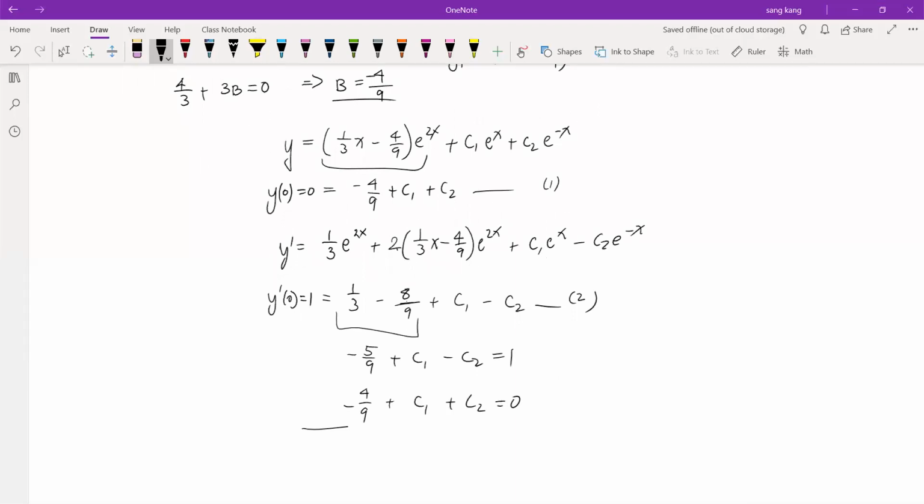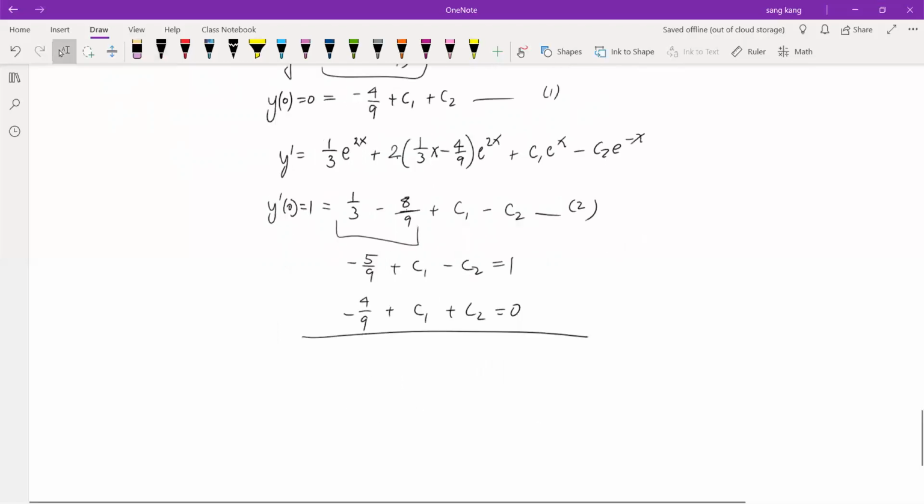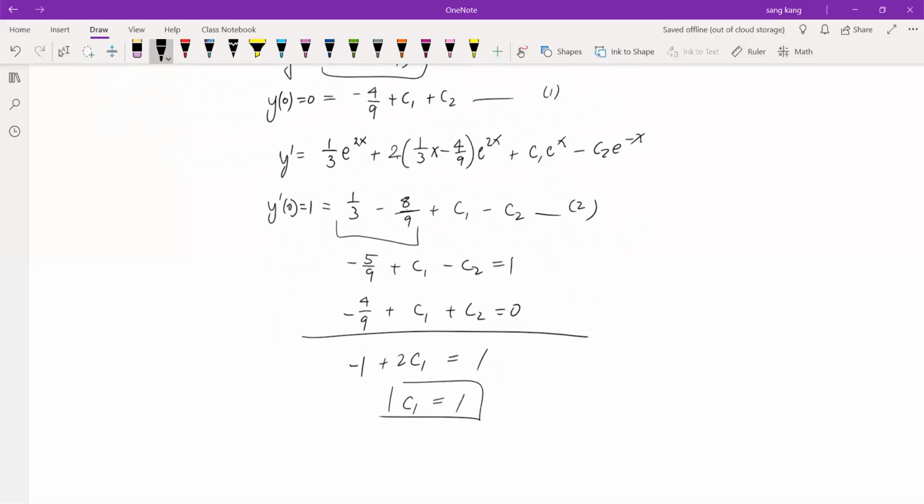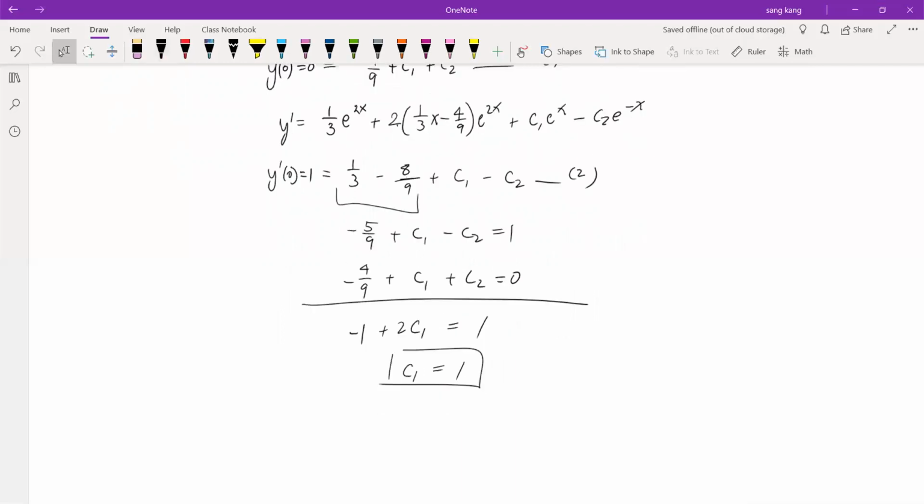So let's sum these two up. We have negative 5/9 plus negative 4/9 is going to be negative 1, plus 2c1 is equal to 1. So c1 is equal to 1. And I'll plug into the top equation, negative 5/9 plus 1 minus c2 equals 1. This will cancel out, so c2 is equal to negative 5/9.